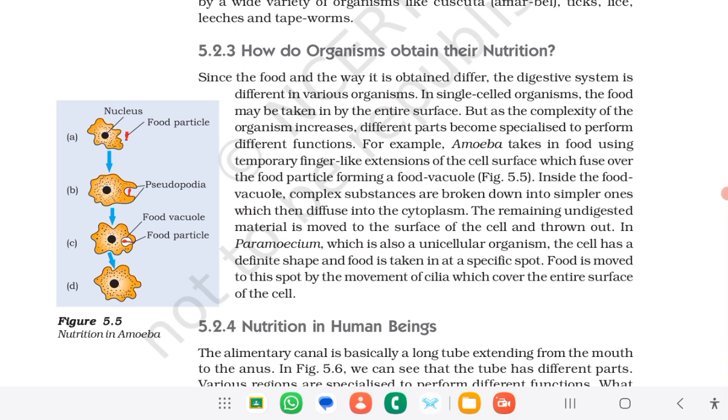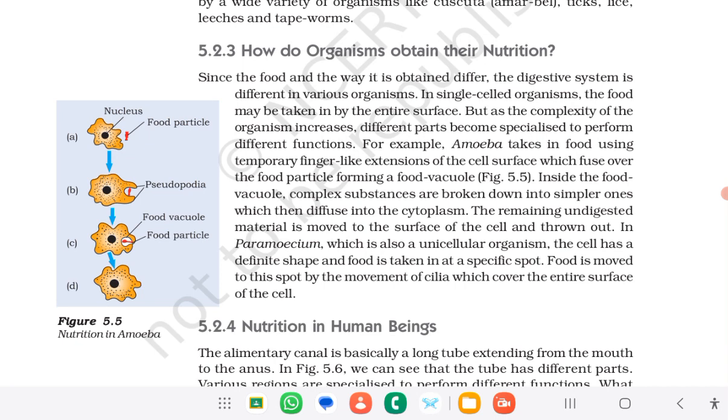How do organisms obtain their nutrition? Since the food and the way it's obtained differ, the digestive system is different in various organisms. In single-celled organisms, the food may be taken in by the entire surface, but as the complexity of the organism increases, different parts become specialized to perform different functions.